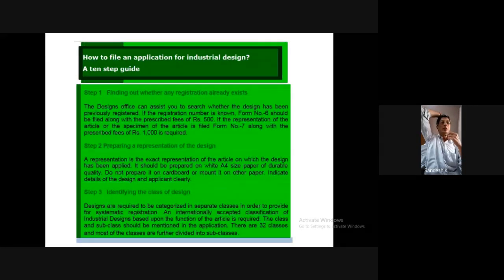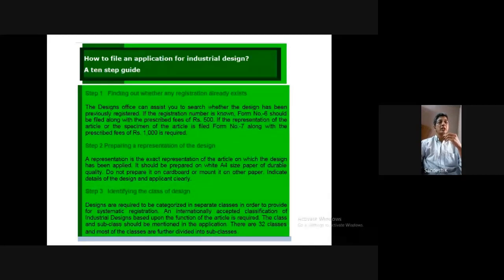So first thing is we have to find out whether there is a registration already for the same product. The fee to search the existing art is 500 rupees. And if you want the specimen or the printout, then another 500. So it is 1,000 rupees. This you can put in online.